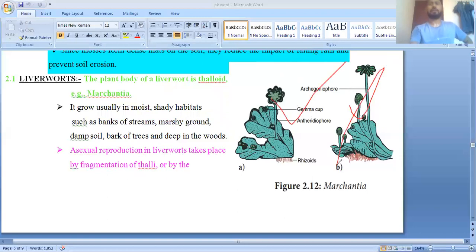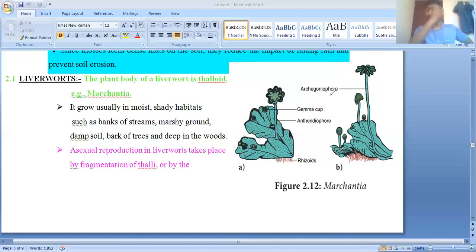Here you can see the structure of the Marchantia, and Marchantia you know very well. These Marchantia are dioecious structures. Dioecious means both sexes are separate, male separate, female separate. And in NCERT, in the NEET examination, one question was asked with a figure: which part of this Marchantia is male and which is female? So how will you recognize?